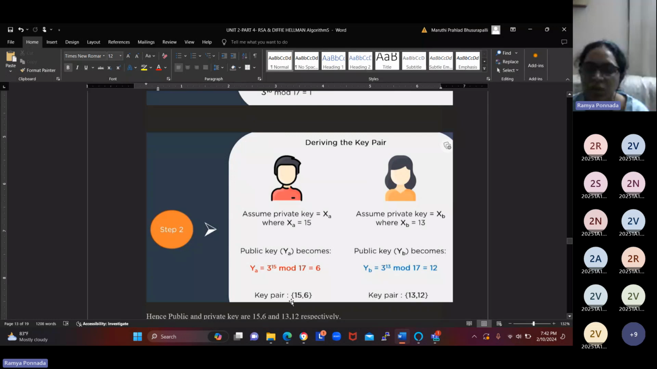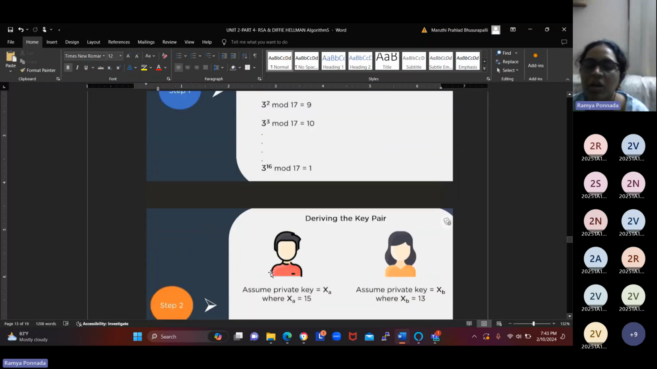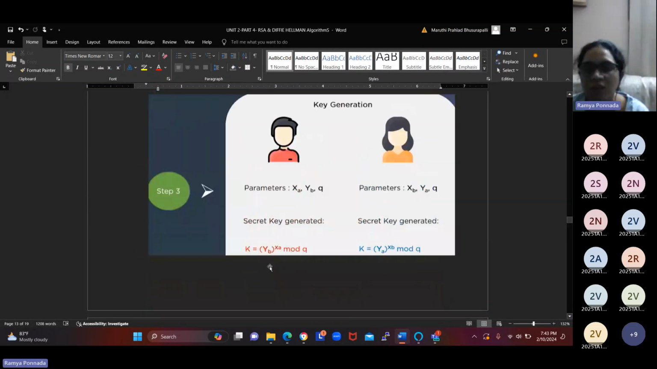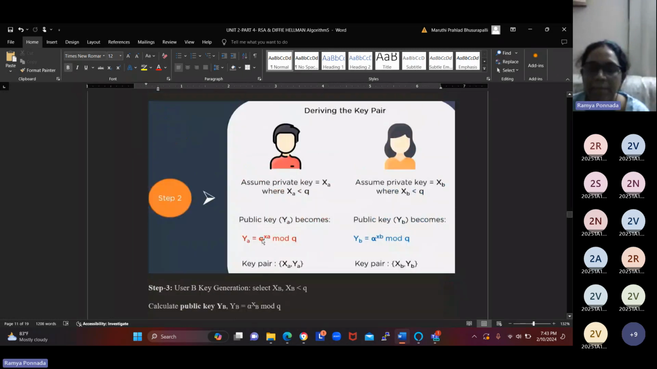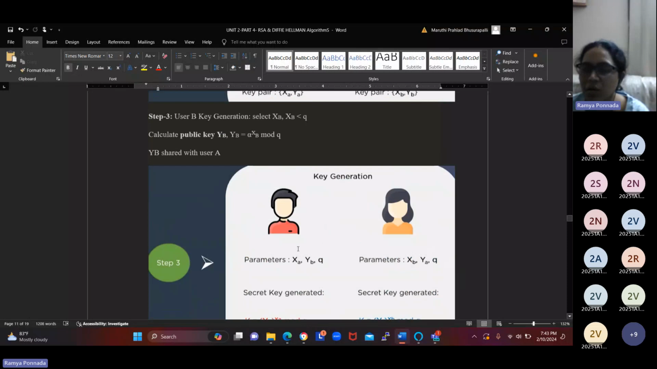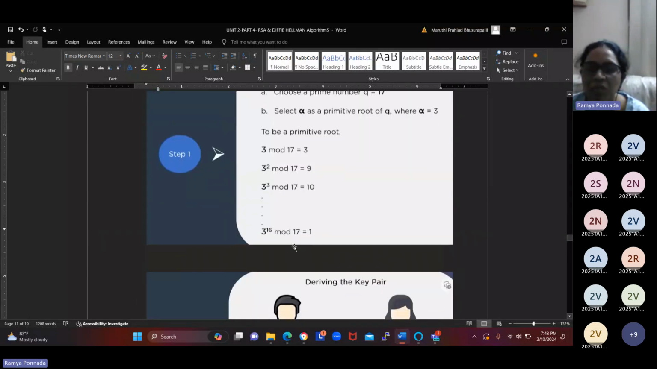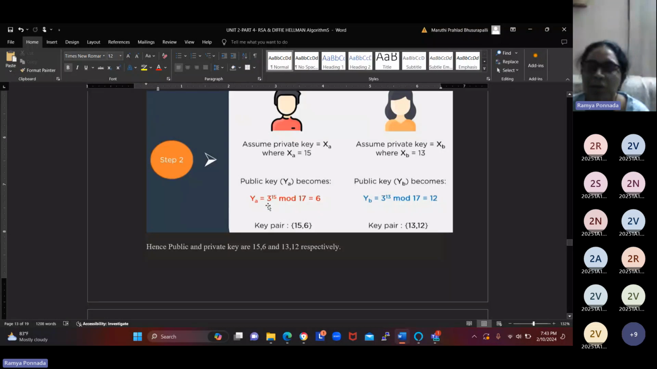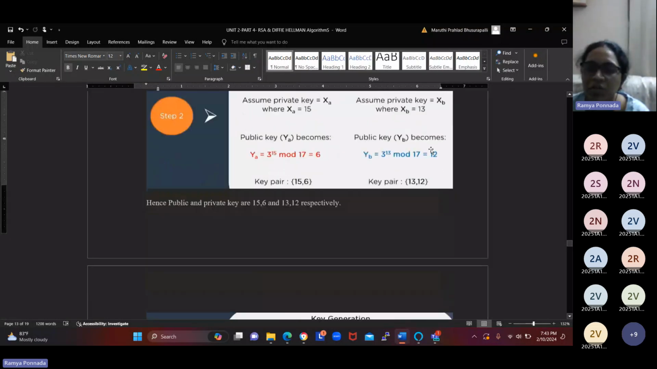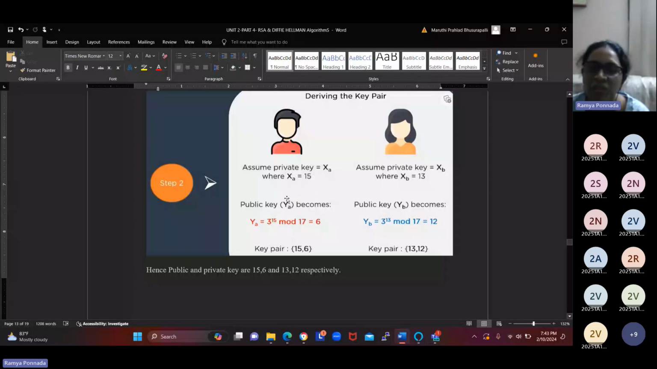Okay, so the key pair on the sender side is going to be xa comma ya. xa is going to be 15. ya is going to be calculated with the formula alpha power xa mod q. Alpha is going to be 3, so 3 power 15, where 15 is xa, mod 17. You are going to get a value of 6. So that key pair is going to be 15 comma 6.